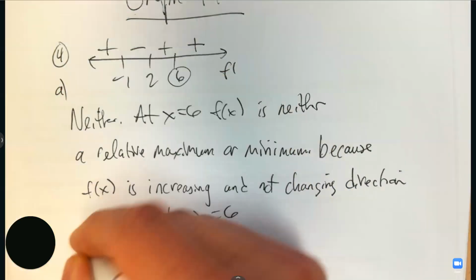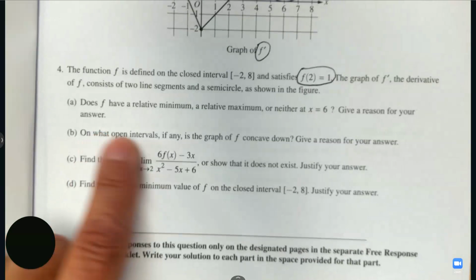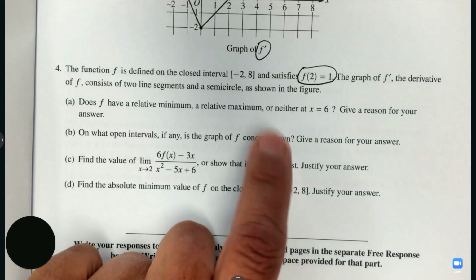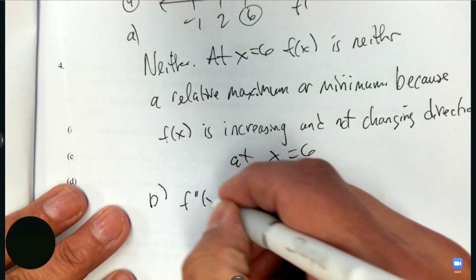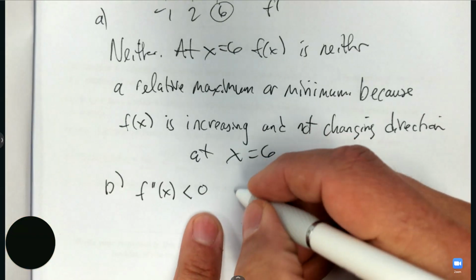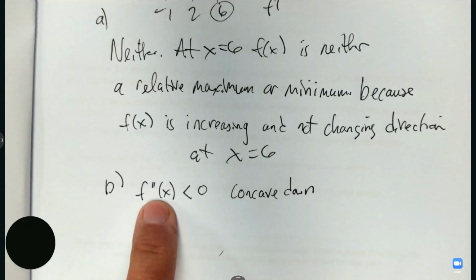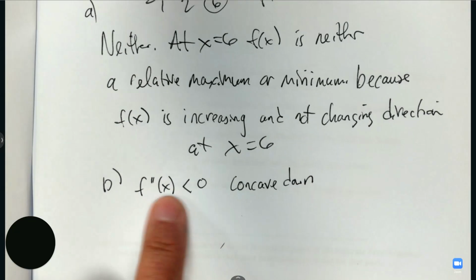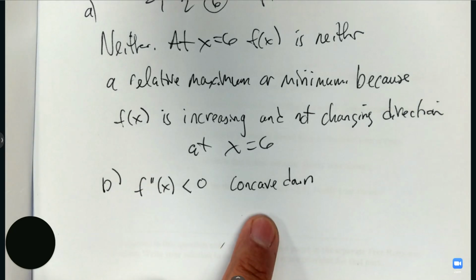All right, that was part A. Part B. On what open intervals, if any, is the function concave down? So we have to understand that what we're looking for is the second derivative for when it's less than 0. That's what it means to be concave down. We write it down like that's what it means, so the readers, the ones that grade this, know I know what it means. The second derivative, when it's negative, that means it's concave down.